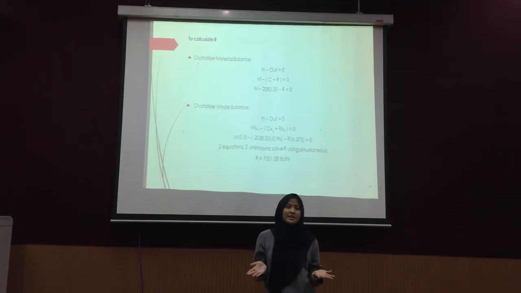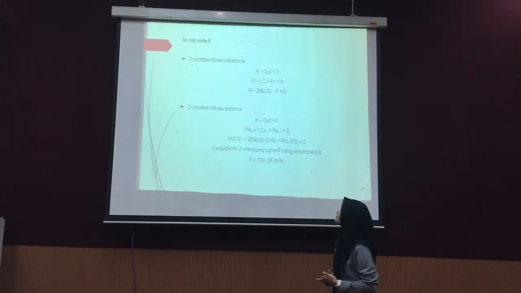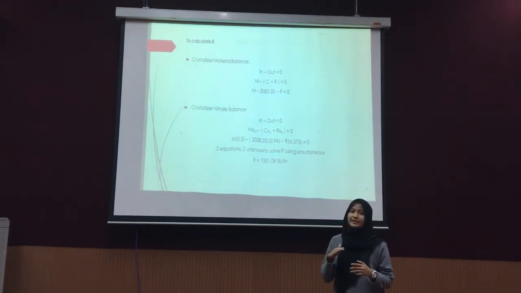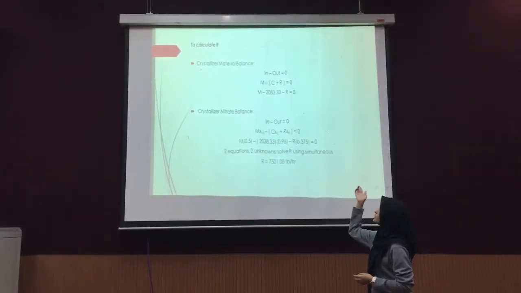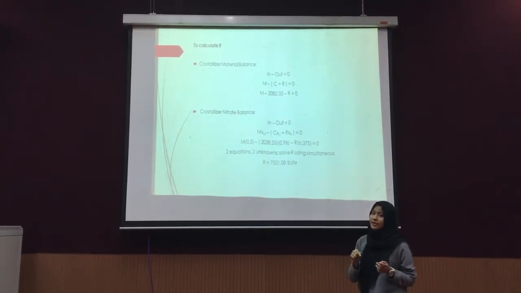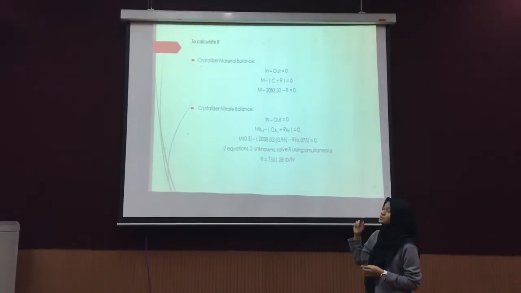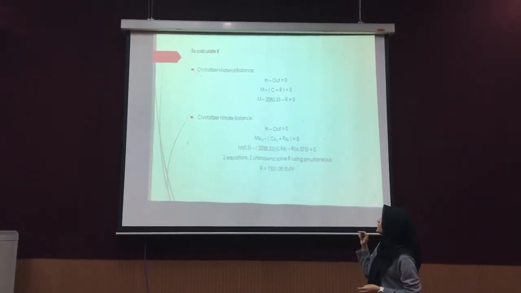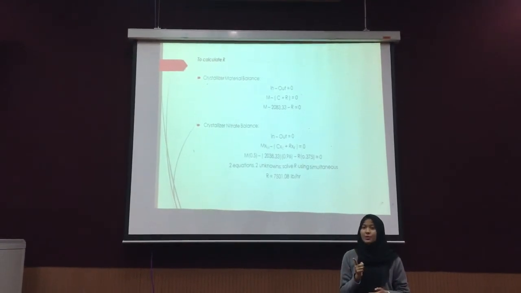Okay, to solve this question, first we need to calculate R. For the steps to calculate R, first we look at the overall material balance. In minus out equals 0. From the diagram, in is M and out is C plus R. So M minus 2083.33 minus R equals 0. So that is the first equation.